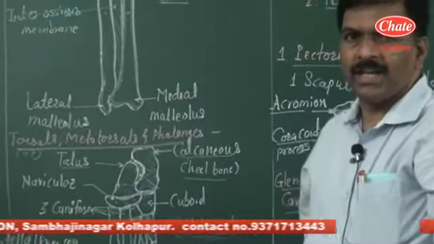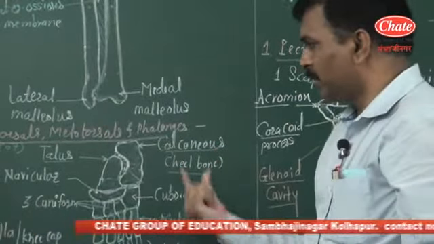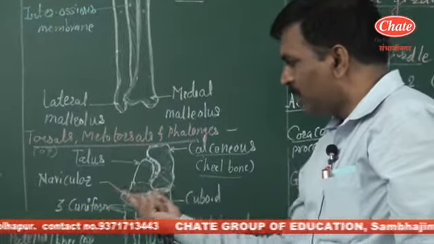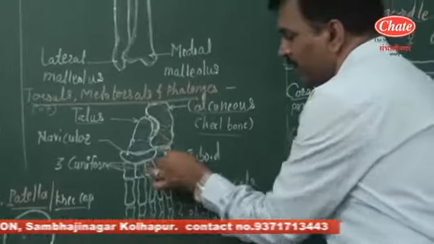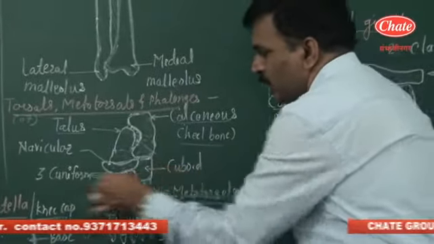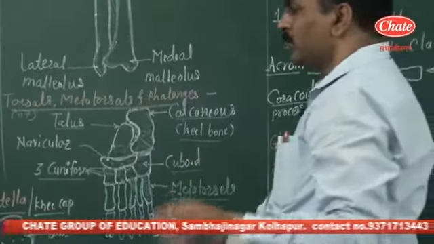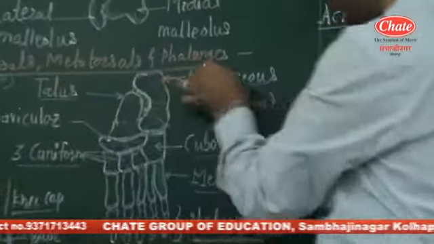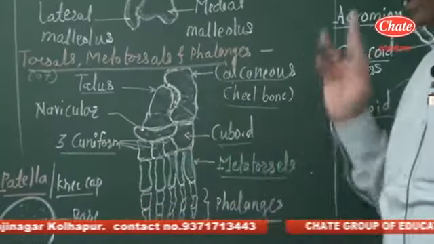The bone present in the heel of the foot is the calcaneus, so it is termed the heel bone. There is also the talus bone. The middle bone is the navicular, a somewhat boat-shaped bone, and on the anterior side we can observe 3 cuneiforms and 1 cuboid. So the total number of bones is 7: 1 cuboid, 3 cuneiform, 1 navicular, 1 talus and 1 calcaneus. These are the 7 tarsal bones present in the ankle region.